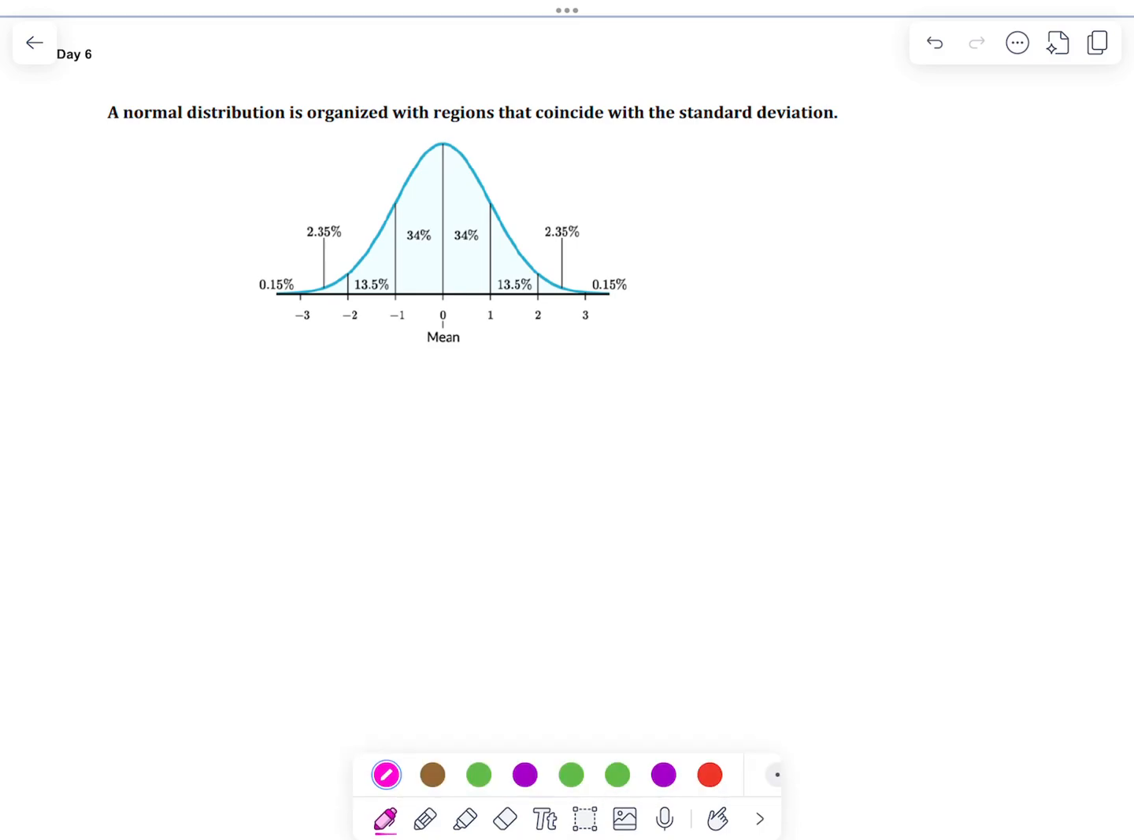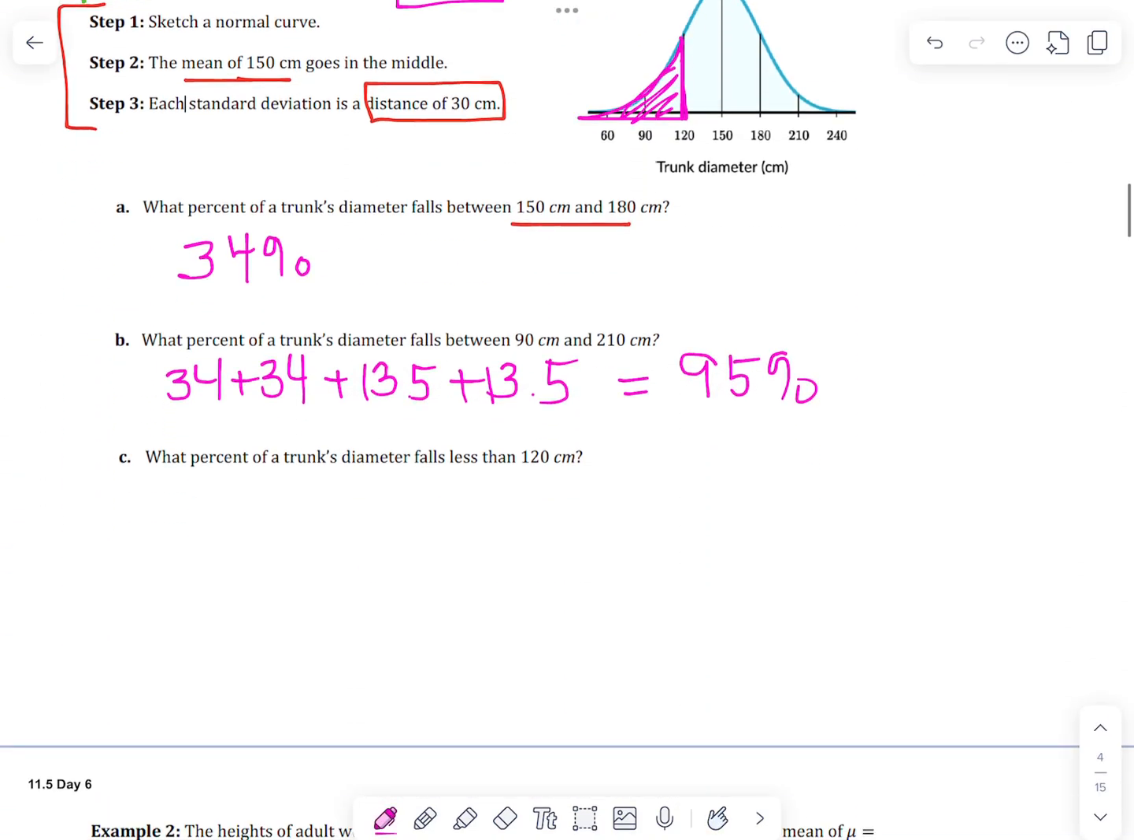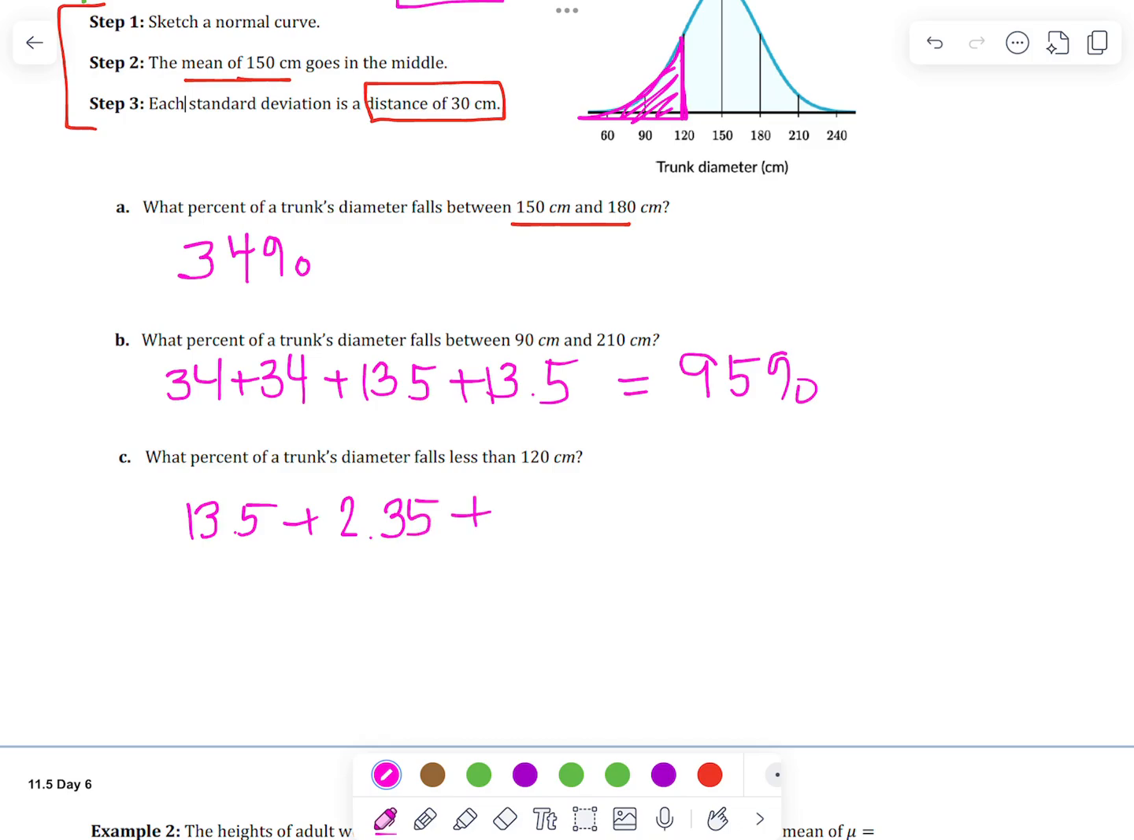All right, that data point fell in this region right here, so this was that -1 standard deviation, 2 standard deviations, and then 3 standard deviations. You just add up those three percentages. So 13.5 plus 2.35 plus 0.15 is about 16%.